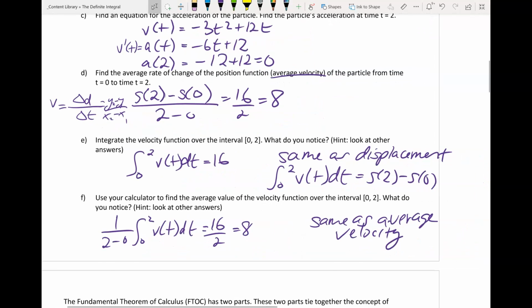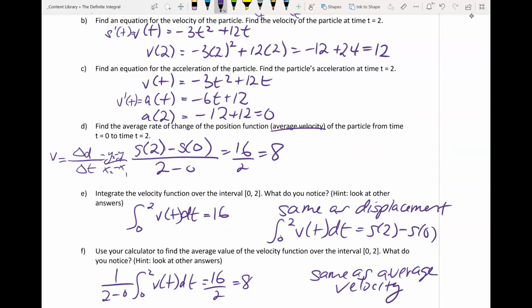Then it says integrate the velocity function, and then what do you notice? So we can just integrate this using our calculator if you want. You can just put this v of t, which is negative 3t squared plus 12t, inside your graphing calculator so you can find the integral. And when you do that, you should get 16.